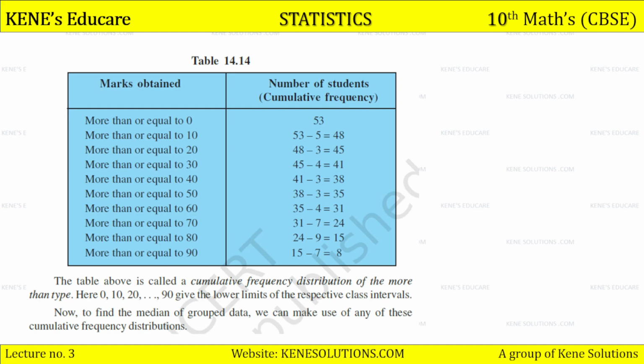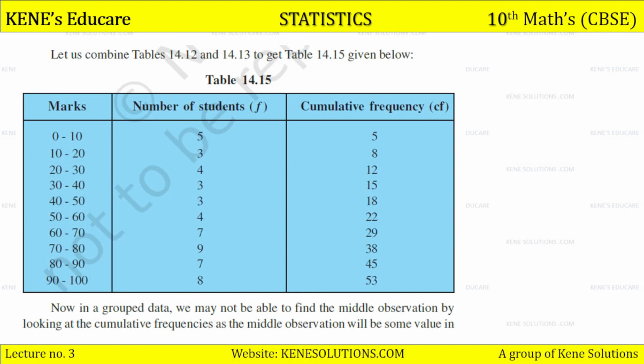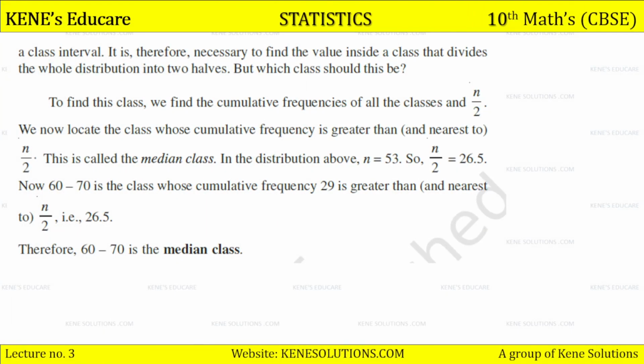So now to find the median of grouped data, we can make use of any of these cumulative frequency distributions. So let us combine both the tables. Here number of students f, then cumulative frequency cf. Now in grouped data we may not be able to find the middle observation by looking at the cumulative frequencies, as the middle observation will be some value in a class interval. It is therefore necessary to find the value inside a class that divides the whole distribution into two halves.